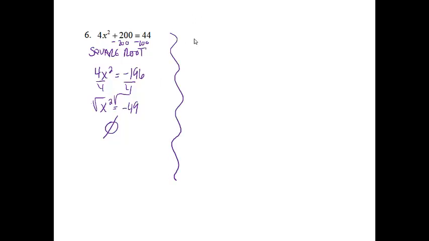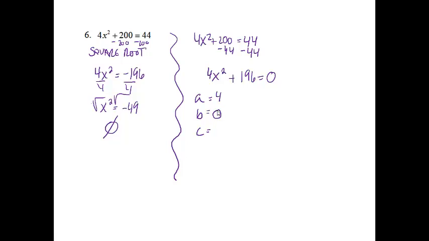All right, I just want to show you what it would look like if we did quadratic formula on this one, just in case you chose that method. If we're going to do quadratic formula, we have to make the equation equal 0. So I'm going to subtract 44 from both sides. So I'll get 4x squared plus 196 is equal to 0. And now again, I'm going to label my A, my B, and my C. My A is the 4. My B again is going to be 0 because there's no x term. And then my C is going to be 196.